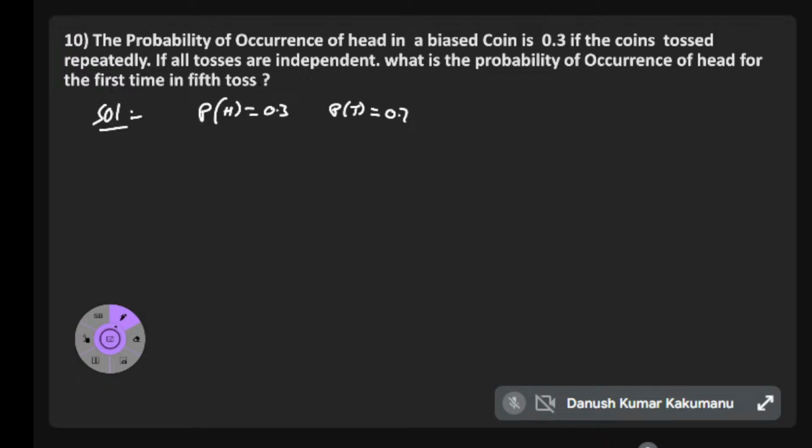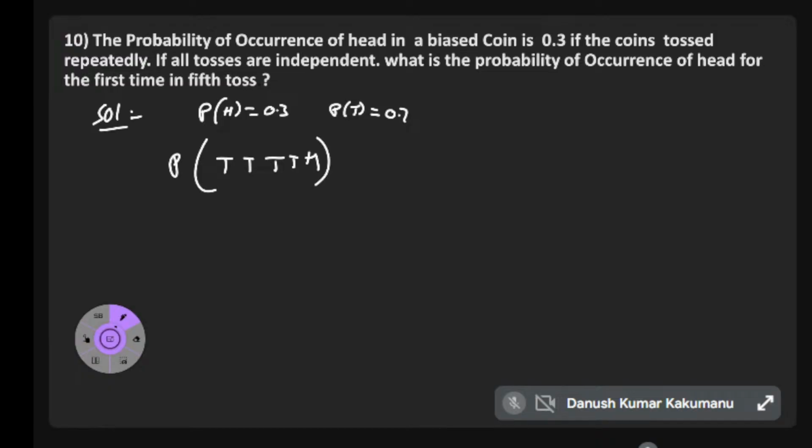What is the question asking? What is the probability of occurrence of the head for the first time in the fifth toss? Means the first 4 tosses should be what? The first 4 tosses are tails. Definitely the first 4 tosses are tails and the last toss is what? Head. And all tosses are independent. We want to calculate this probability.